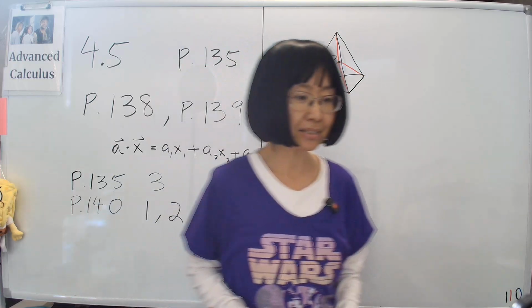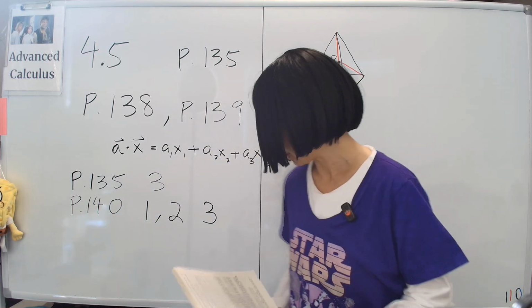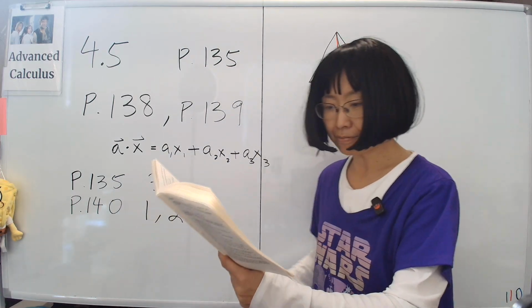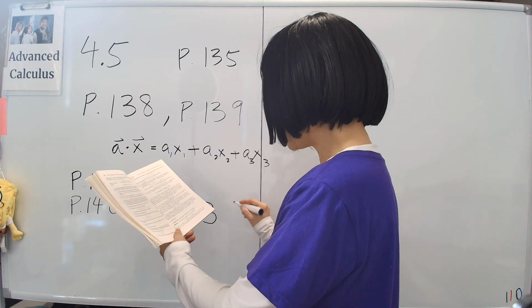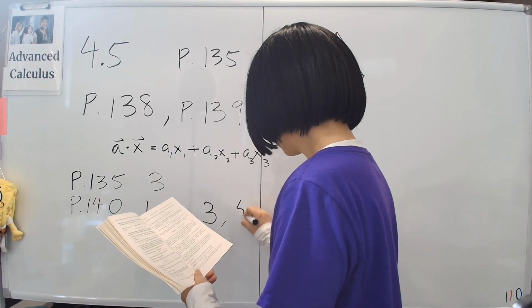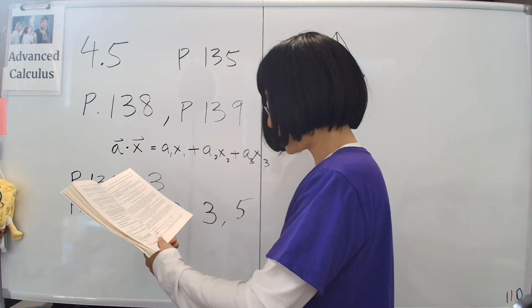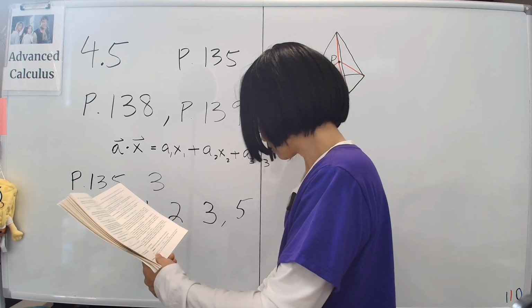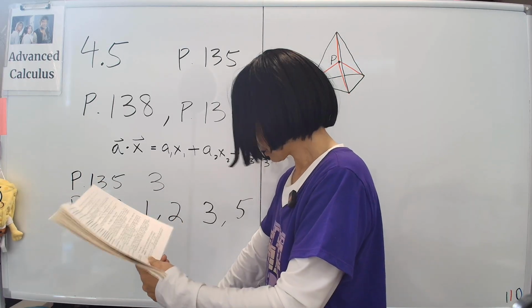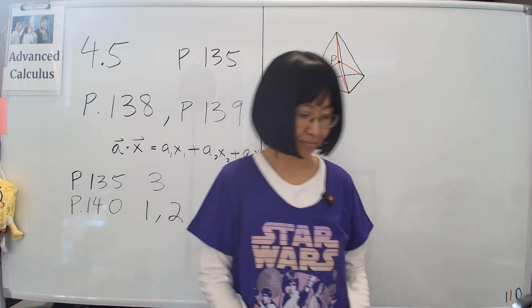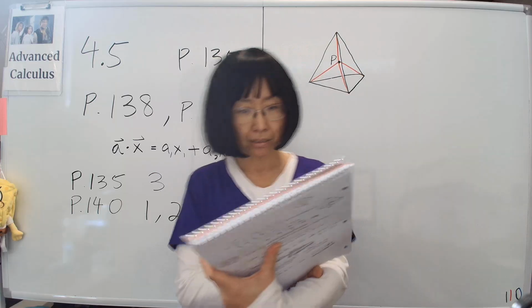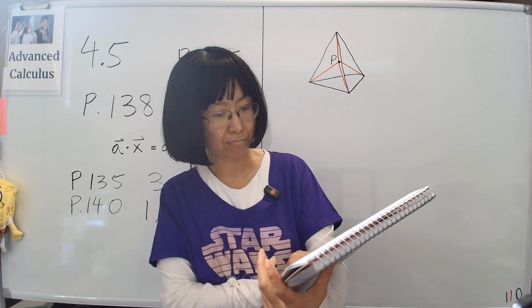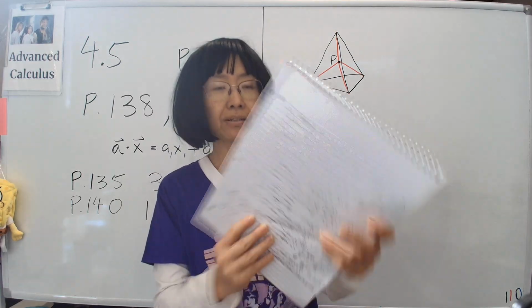Okay, so next let's do problem 5, which I forgot to write down. Problem 5 says we need to find the direction of the axis of some ellipse by maximizing or minimizing something. All right, so let's do that. The ellipse is, okay, so here's the ellipse.